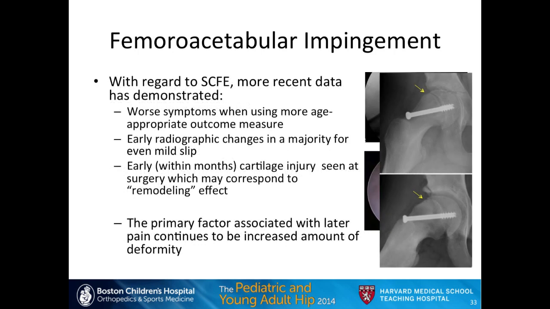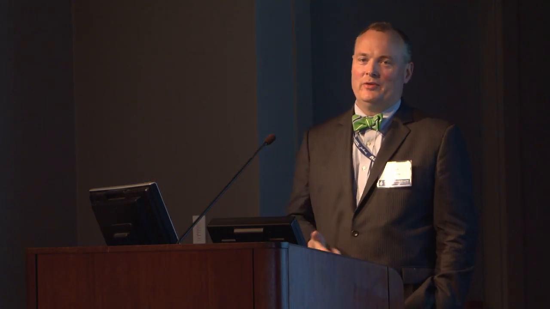With regard to SCFE, more recent data has demonstrated worse symptoms when they're using more age-appropriate outcome measures. So what does that mean? Well, I don't know how much of the outcomes literature you look at or the studies you're looking at. You'll commonly see outcome scores or utility instruments, however you want to call them, like the Harris hip score, which is a classic one, and the Iowa hip score. Then there's newer ones, the non-arthritic hip score, the HOOS, the WOMAC, all these different outcome measures.